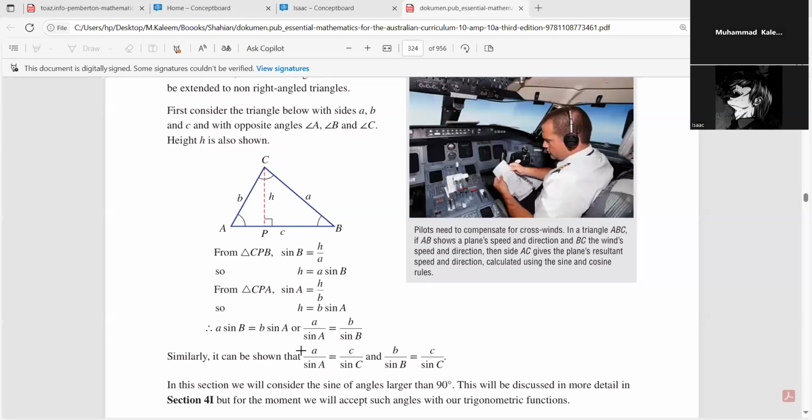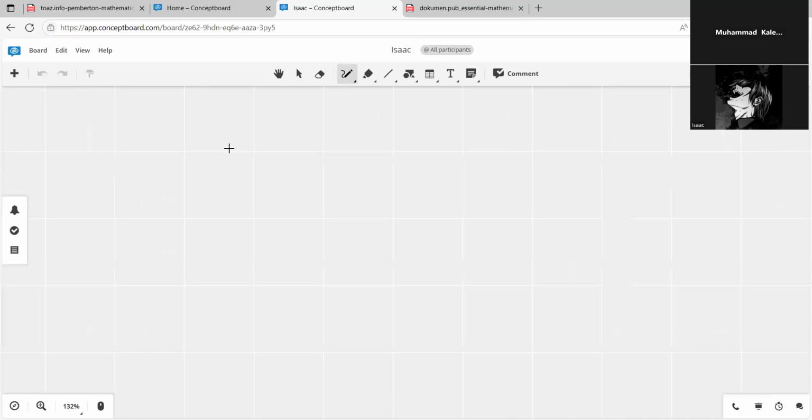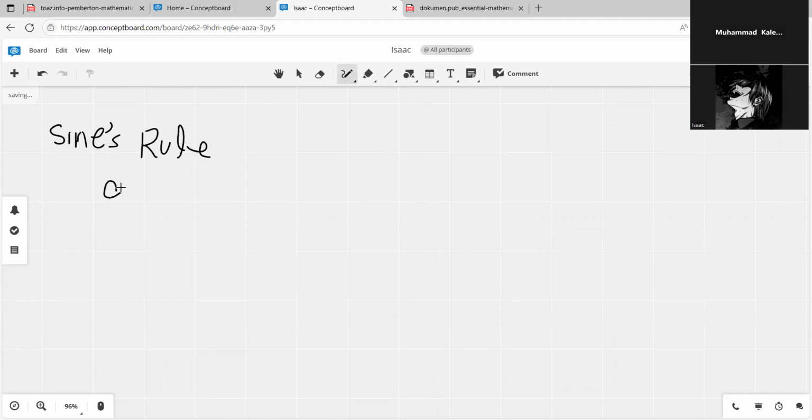This is the sine law. Basically, for the sine law, you can say we have three formulas. Let me write here. Sine law: a over sine A is equal to b over sine B, right? This is the sine law.